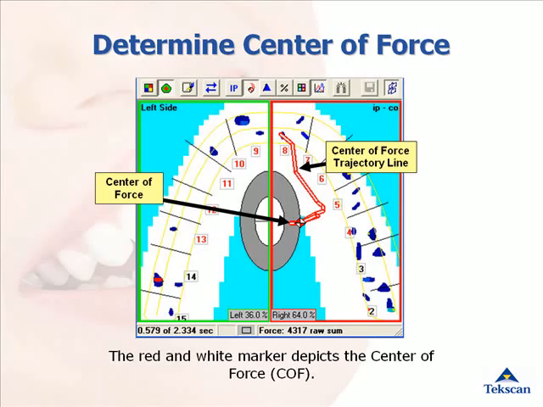As the occlusion comes together, the posterior right side occludes, bringing the center of force to the center. However, the subject has not yet reached maximum intercuspation. As they continue to close, the left side picks up more contact, pulling the center of force posterior left. This is an obvious case of occlusal timing issues and lack of balance.